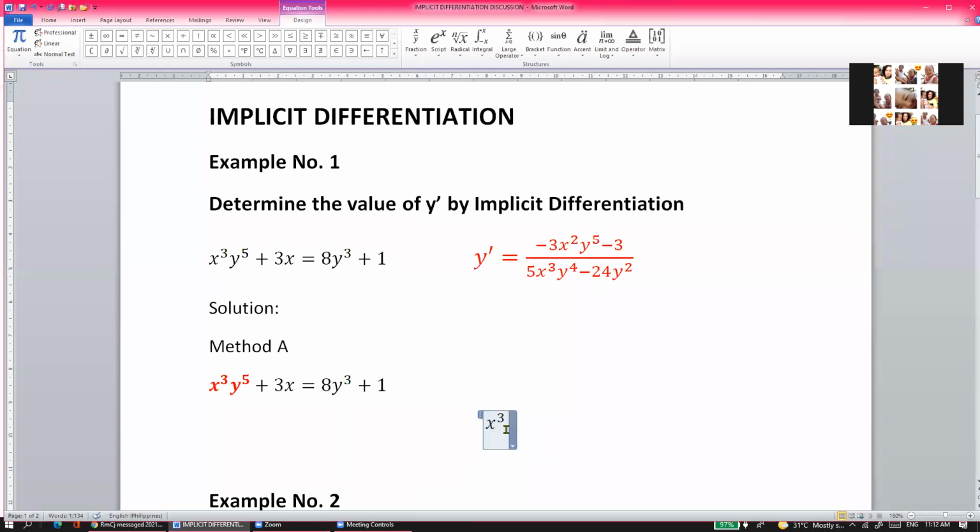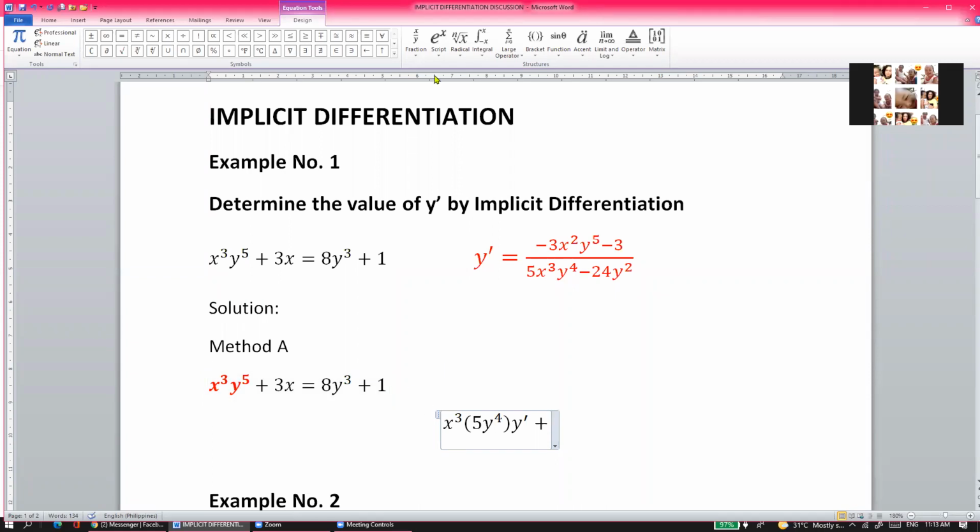Anyone? So 5y raised to the 4th power. That's very good. And since y ang hinanapan ko ng derivative, definitely magkakaroon ako ng y prime. Can you follow? Lalagyan ko ng y prime. Can you follow, class? Plus, ngayon naman ang hahanapan natin ng derivative is yung x cubed.